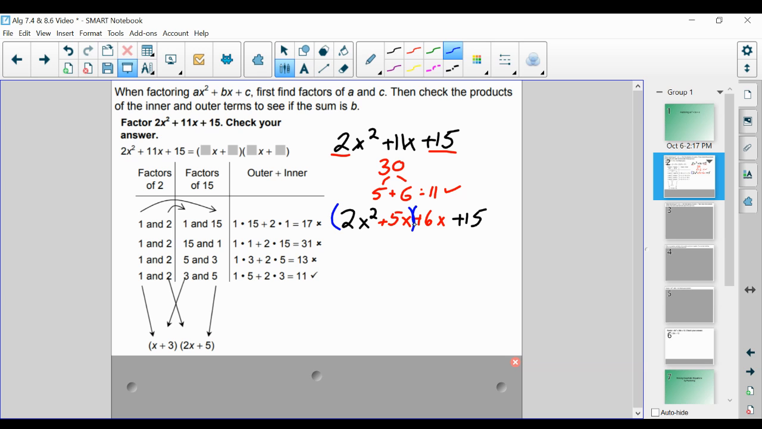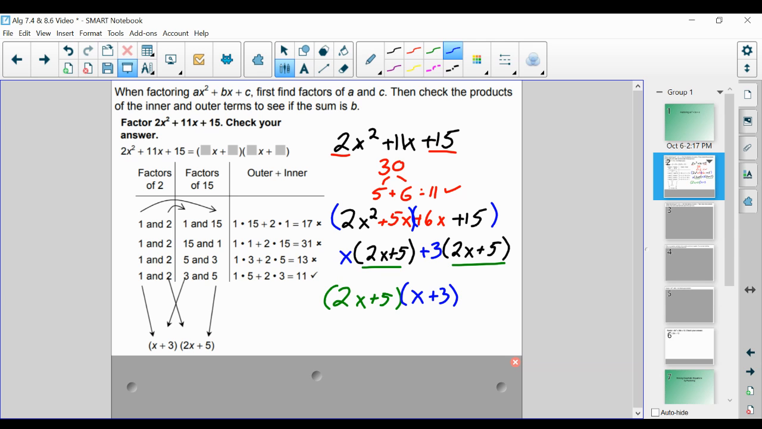We can use our grouping method. So we can pull out in that first set x. We're left with 2x plus 5. In that second set, we can pull out a positive 3. And again, we're left with 2x plus 5. Since we have that matching set of parentheses, we can factor it out. 2x plus 5 times whatever was on the outside, x plus 3.